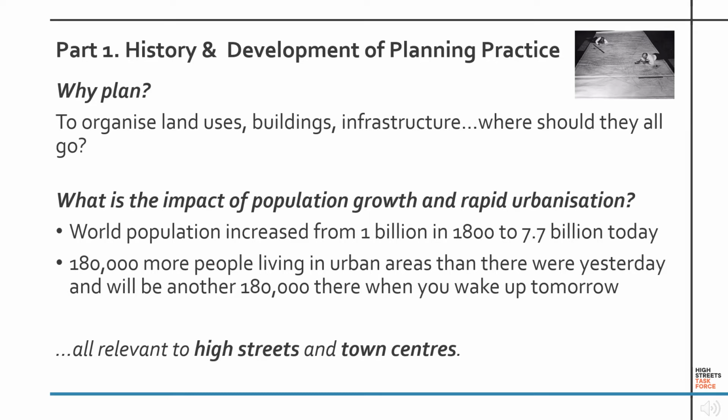According to Professor Cliff Haig, today there are 180,000 more people living in urban areas than there were yesterday. There will be another 180,000 there when you wake up tomorrow, and another 180,000 the day after that. Rapid urbanisation will have a huge impact on our built environment, how we live, work and play.